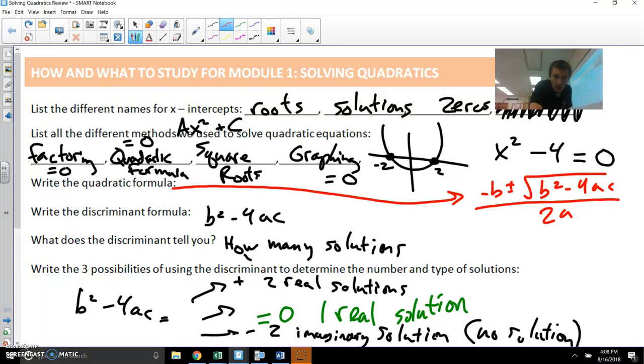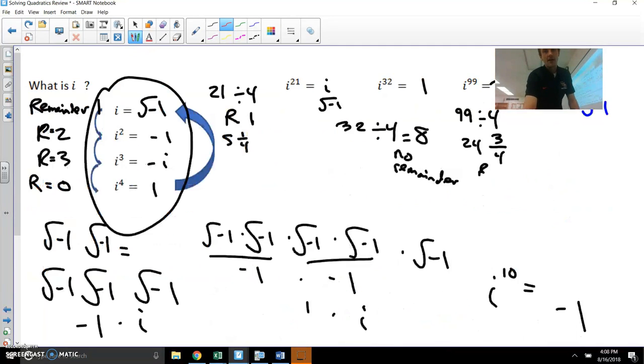talking about. Really study that discriminant, like if it's positive, you get 2 real. If it's negative, you get 2 imaginary. If you get exactly 0, you get 1 real. And that's not solving it. That's only figuring out how many solutions you have. Okay? Review this as much as you can.